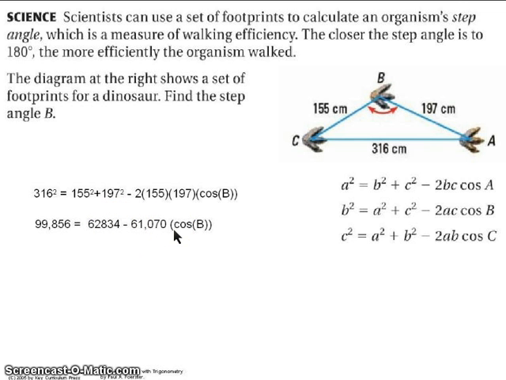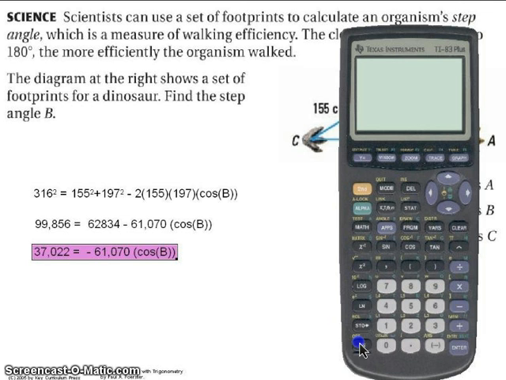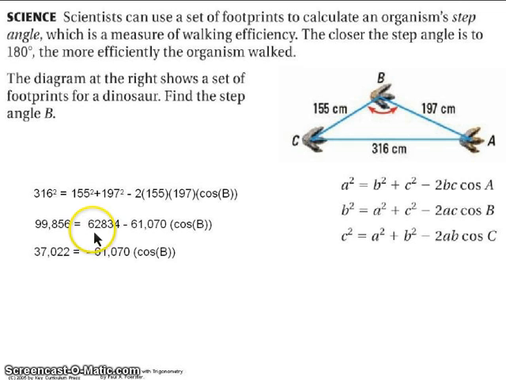So we need to isolate the cosine of B. The way we're going to do that, we're going to subtract 62,000 from both sides to give us this value. Now we still want to get the cosine of B all by itself. It's like a variable. So we'll divide both sides by negative 61,070. Oh, I just noticed a mistake. That's not that value. So let's clean that up a little bit. That number should be, let's see, no, actually that's correct, because I subtracted 62,000 from both sides. Sorry about that. I was a little confused there myself.